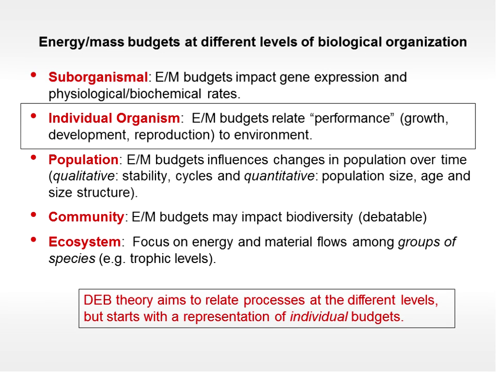And DEB theory, as I've said in the little insert at the bottom of this slide, aims to relate processes at these different levels of organization, but it starts with a representation of individual budgets. So the focus of much of the work that is done in DEB theory is to try and come up with a description of the individual organism, and then to move both up in level of biological organization to look at the consequences at population, community, and ecosystem level, and inward or downward in levels of organization through to the suborganismal. But we're very much going to be focusing at the level of the whole organism and trying to write down models that characterize the performance of an individual organism.